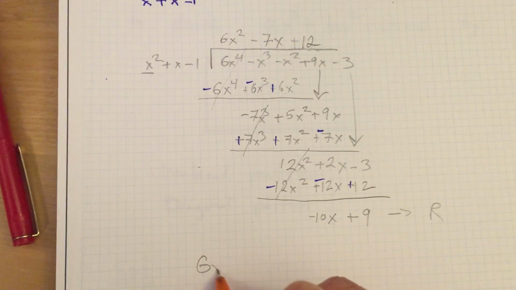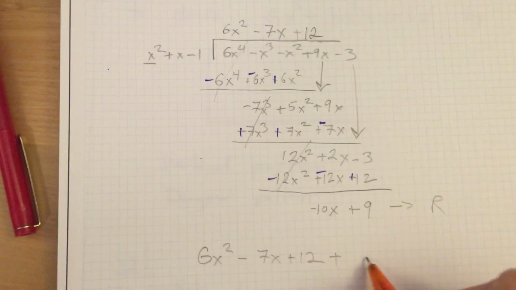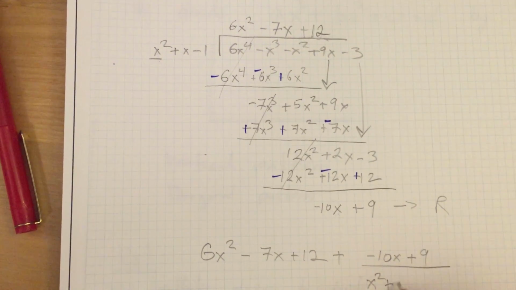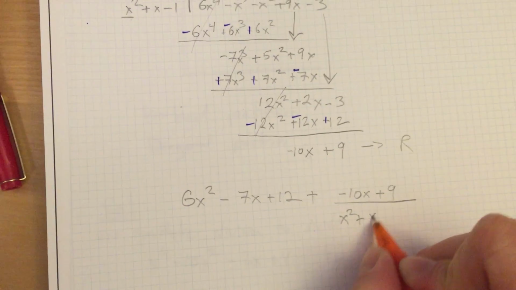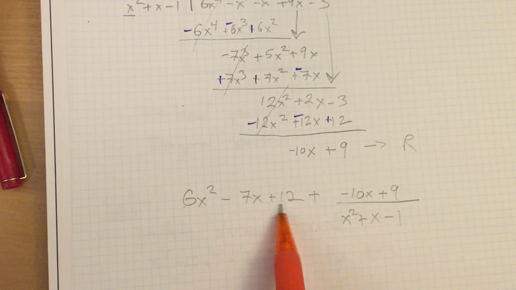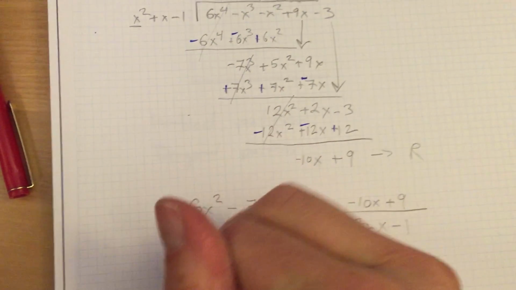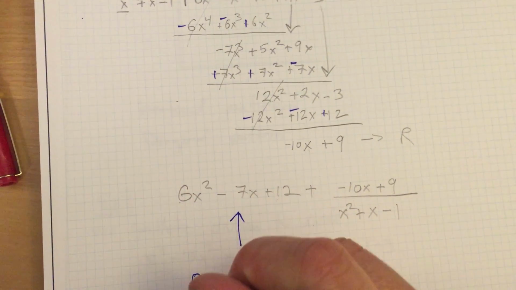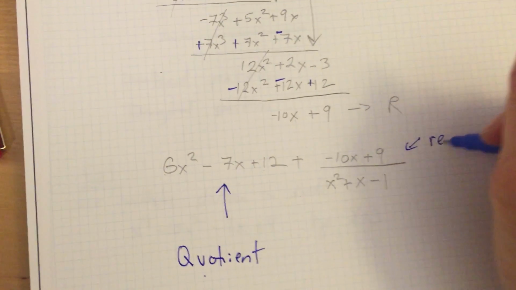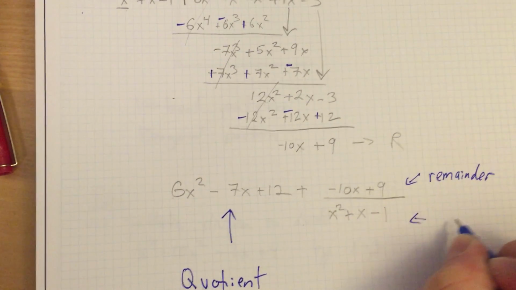So my answer is written like this. Plus negative 10x plus 9 all over x squared plus x minus 1. Right? So again, remember this is my quotient, so this is my answer. So I'll write this out so you guys can see this. So this is my quotient. I spelled quotient right. So that's my quotient. That is my remainder. And this is my divisor.